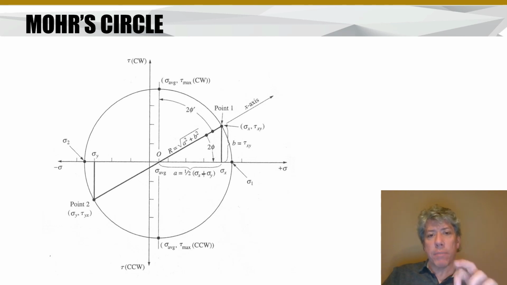And notice the height of it, B, is tau xy. It's the initial stress element, the stress on the x face in the y direction, that is shear stress. So that's the height of this triangle. The base length of it is what we'll call A. It's 1/2 of sigma x plus sigma y. Now what does that mean? Well, sigma x, you notice where that's at on the normal stress axis on the right hand side. Sigma y is over on the left hand side, and there's a plus sign here.